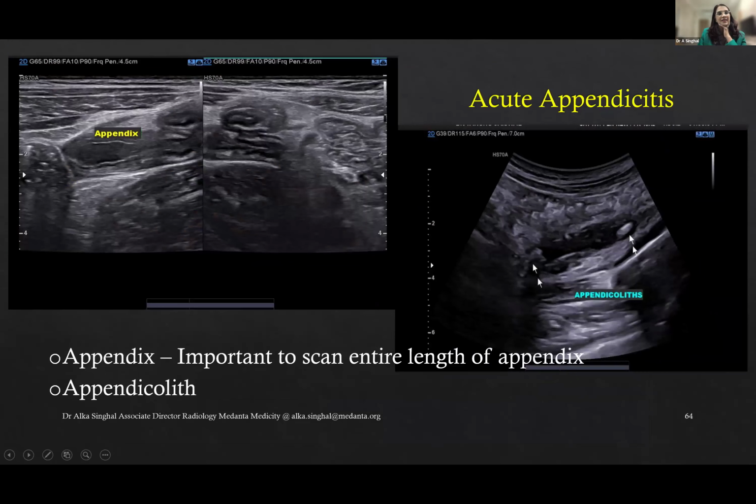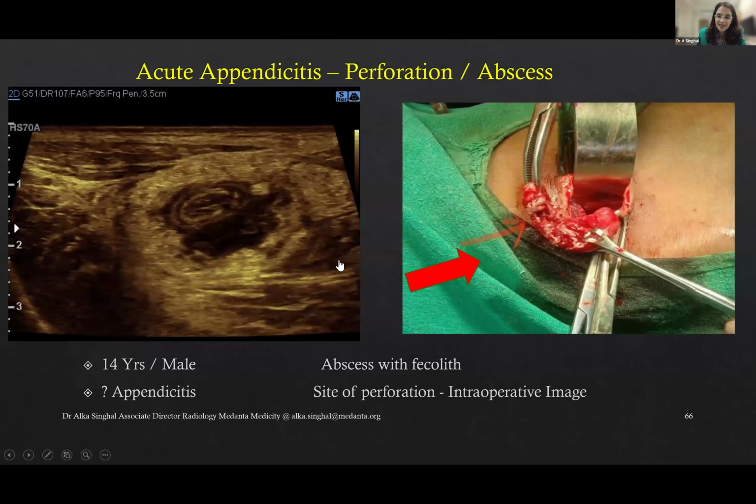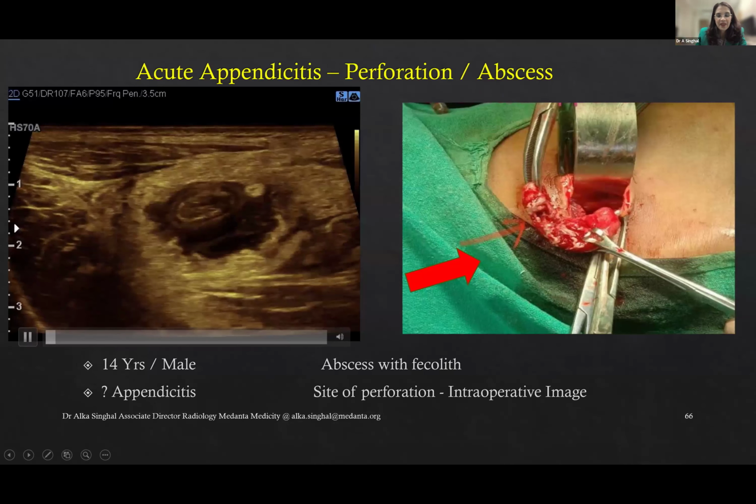Okay, now next. So that's why it's important to scan the entire length. You can see appendicular leak or perforation or an abscess formation just in the very tip. There could be a little leak and there could be a collection. So here we have a case of perforation and an abscess formation. You can see there is a collection that has developed, which is very easy to see, and it's obviously tender and it's obviously confirmed at surgery, right?